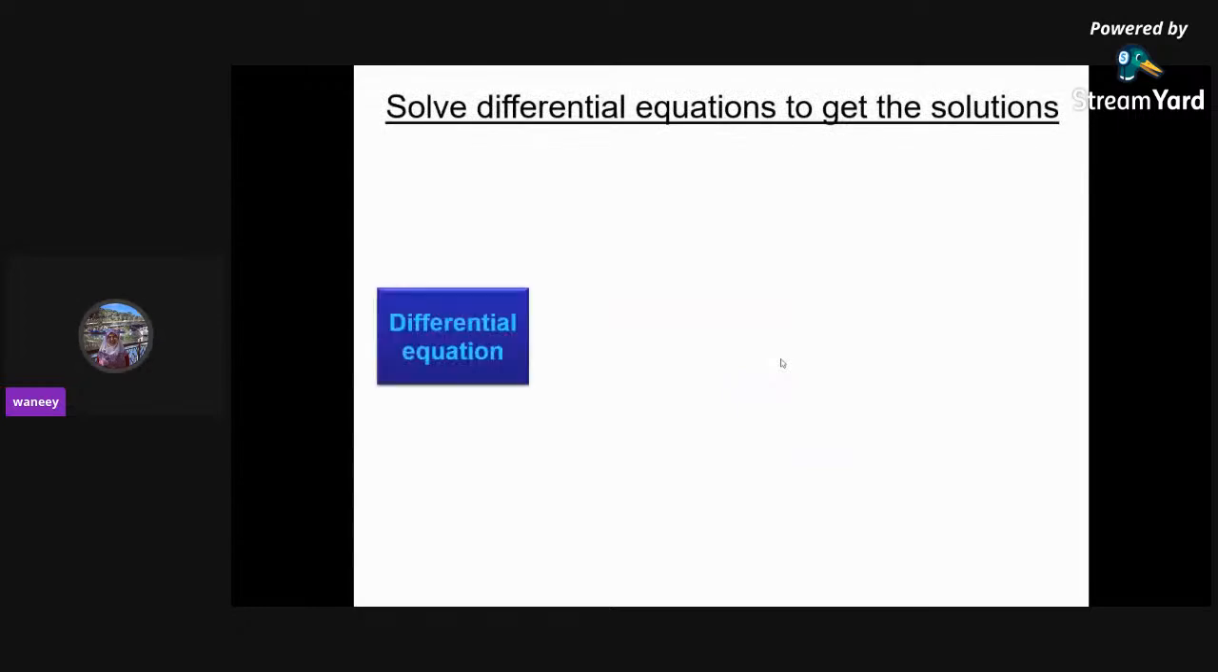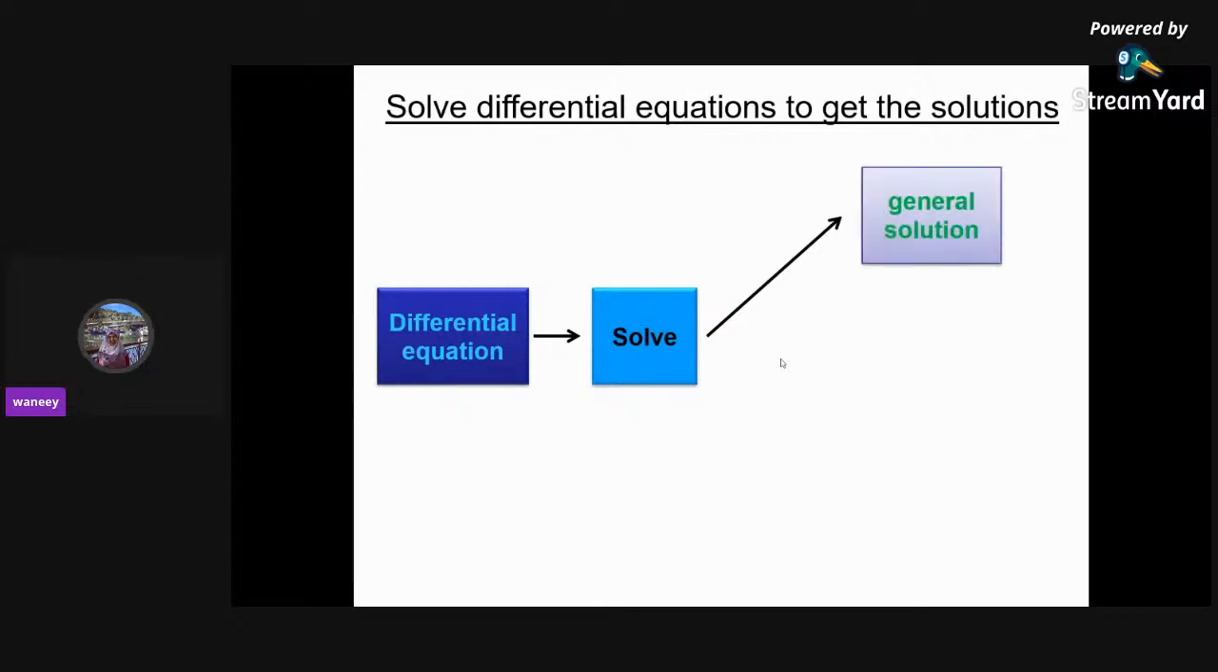Okay, so solve differential equation. So differential equation, when you solve them, you can get two types of solution. The first one is a general solution where it must contain an arbitrary constant c. So when you integrate them, you're going to add plus c at the back.